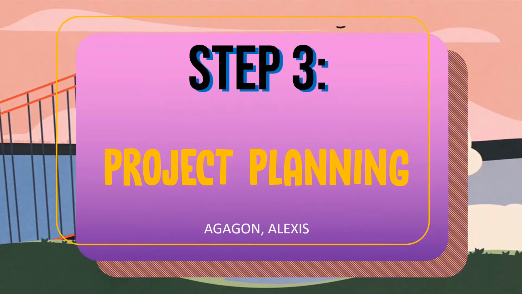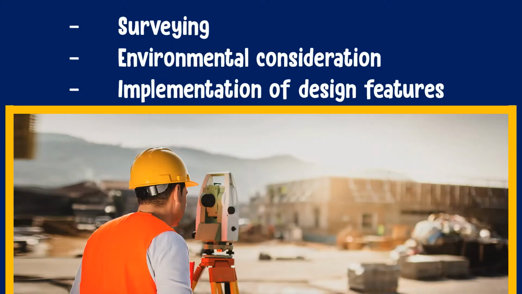Good afternoon. My name is Alexis Agagon, and step 3 is planning. As you can see from what is presented, first is surveying, wherein you will perform an examination or an observation of a certain place for the project. You will have to decide the appropriate materials. For instance, there are some bridges wherein it is utilized heavily. Hence, the cost may be more expensive than bridges that are not usually passed by. These are some factors that you should consider in estimating the cost.